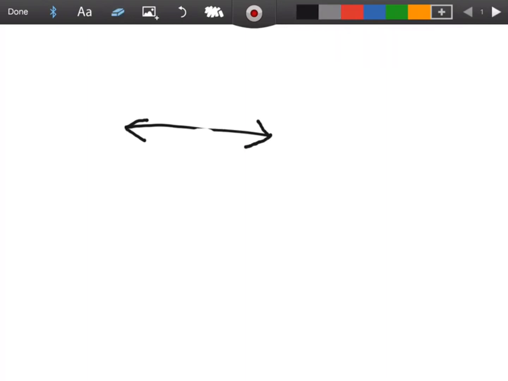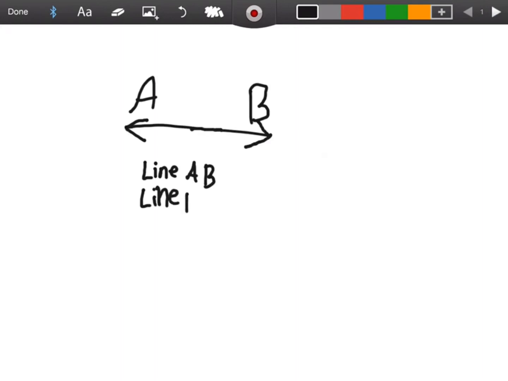Let me just fix up our line. We can write any two letters and call it any way. So for example, this end would be A, this end would be B. So we could call this either line AB or line BA. We can call it any way, and we can use any letter.